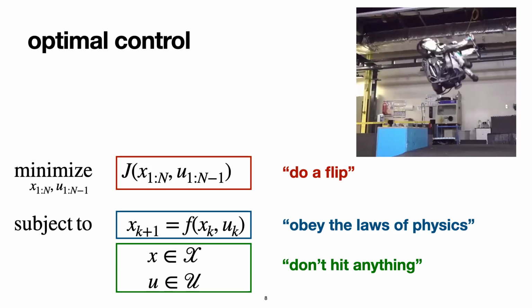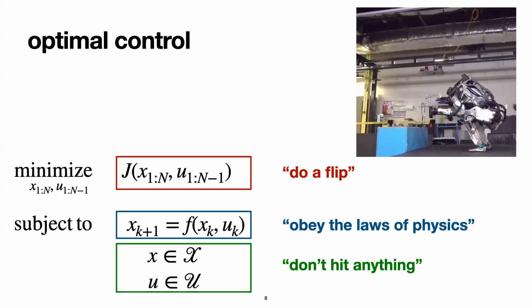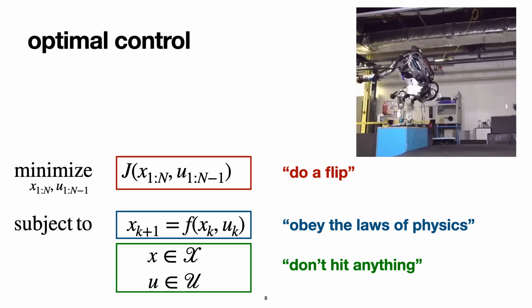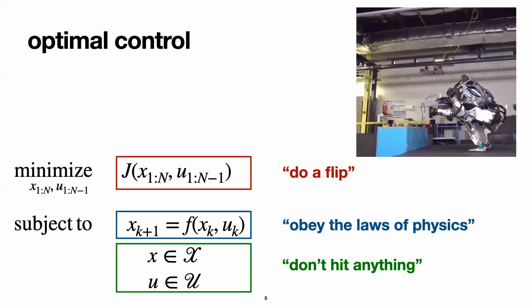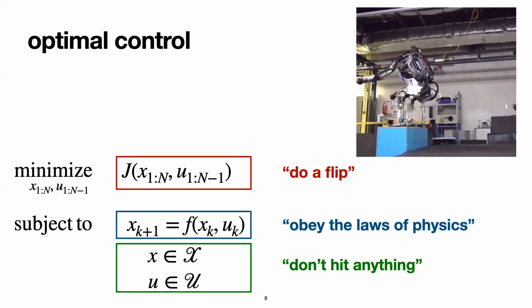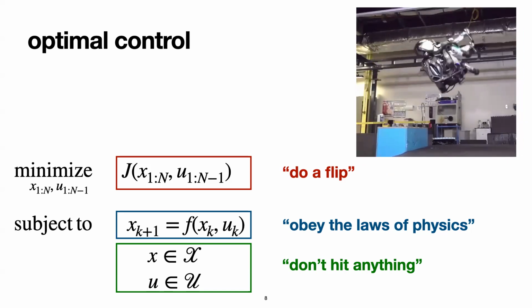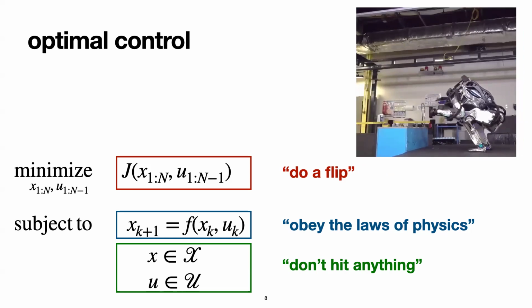Now for a more robotics-focused example, here's Atlas doing a backflip. And again, this is not that far from what actually happens. You say in the cost function, do a flip. And then in the constraints, you say, make sure you always obey the laws of physics. And then in the general constraints, I can put a lot of stuff. I can say, don't hit anything, don't knee yourself in the forehead, don't hit your head on the diving board, like that kind of stuff.